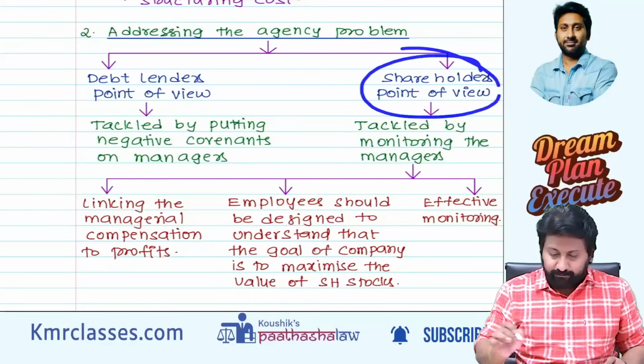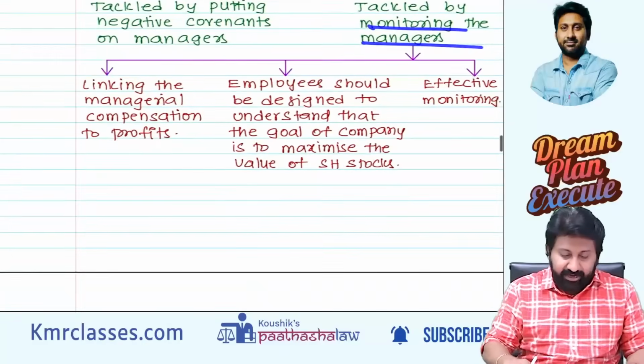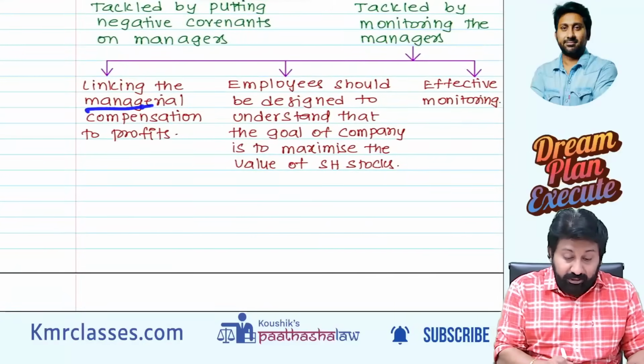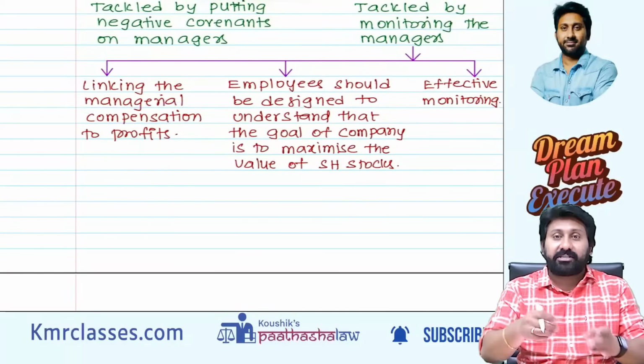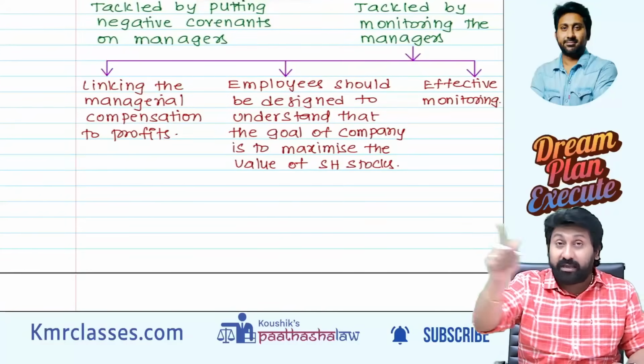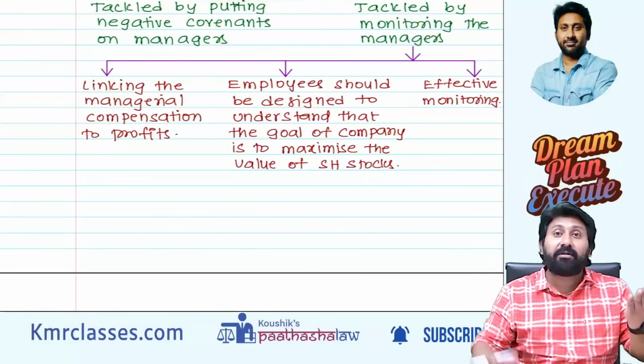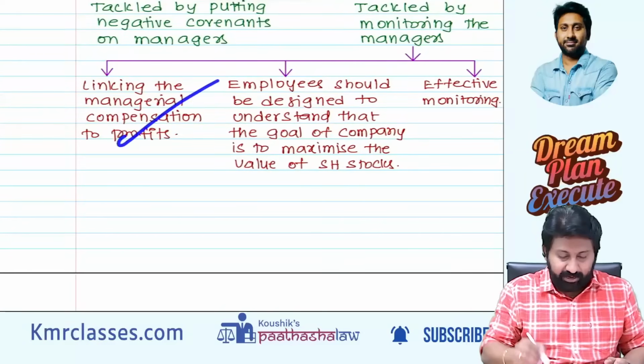Second, how can shareholders tackle this? See, by monitoring the managers. How can you put the managerial remuneration? Compensation means remuneration. You will tell the board of directors, salary will be given only if you bring this much profit. Means what? More profit, more salary. For that they will work. Like that they can do.